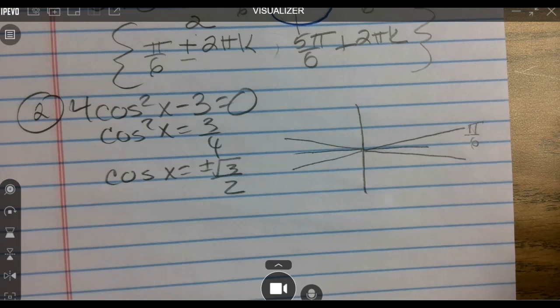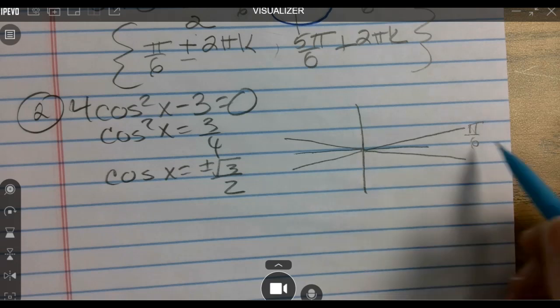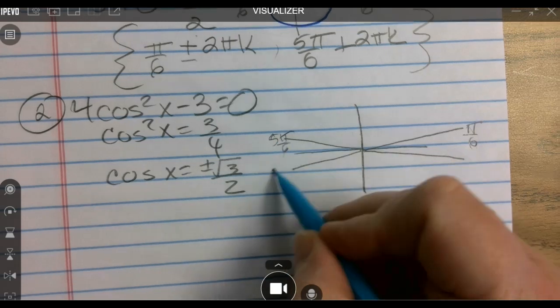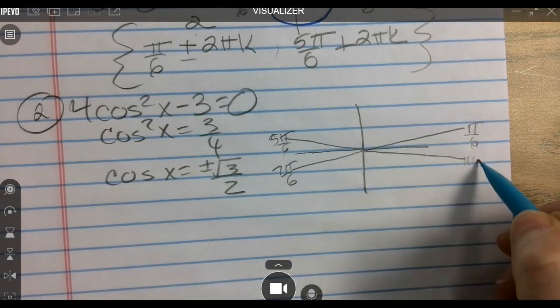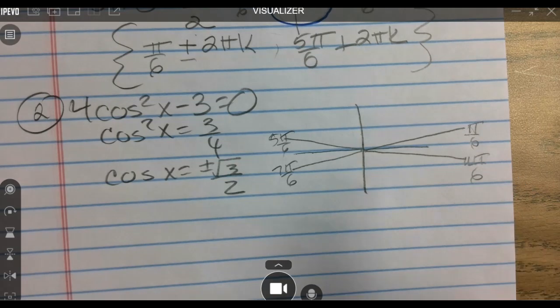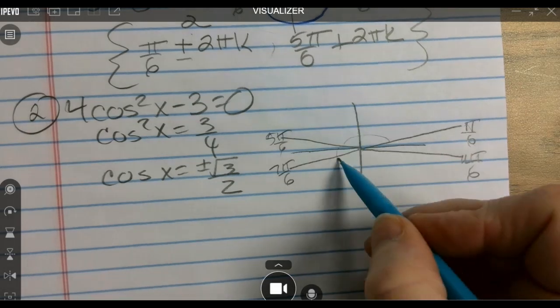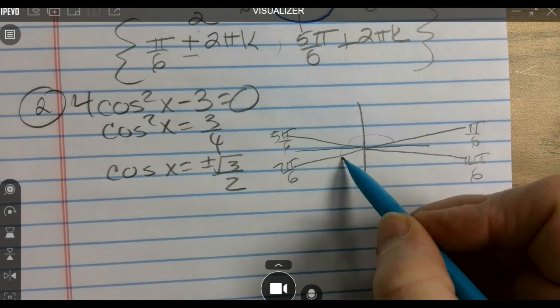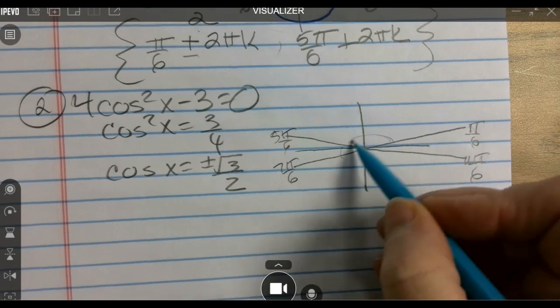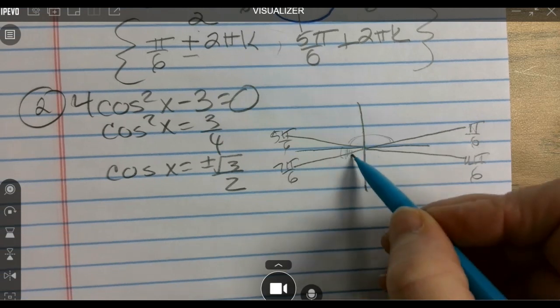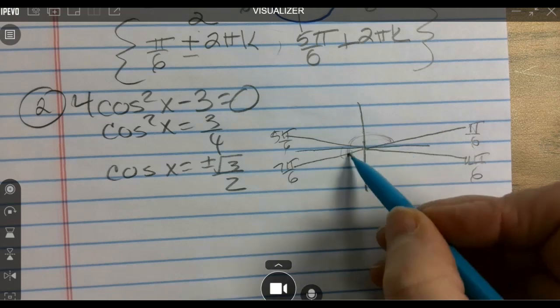Okay, we're talking about a pi over 6 reference angle again. So pi over 6, 5 pi over 6, 7 pi over 6, and 11 pi over 6. Well, this time I don't have to say pi over 6 plus 2 pi k, 5 pi over 6 plus 2 pi k, 7 pi over 6 plus 2 pi k, and so on. No, I'm not going to do that. But I don't think this distance is the same as this distance. I can see that, so can you. That's why I draw them. This, not the same as this. If this was pizza, this piece, not equal to this piece, not fair.